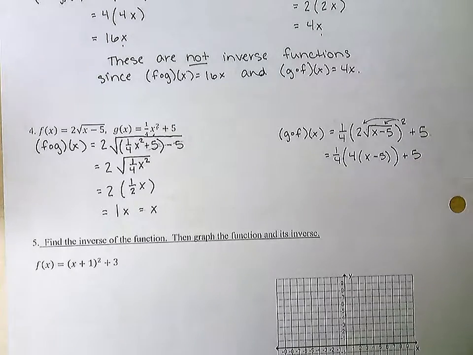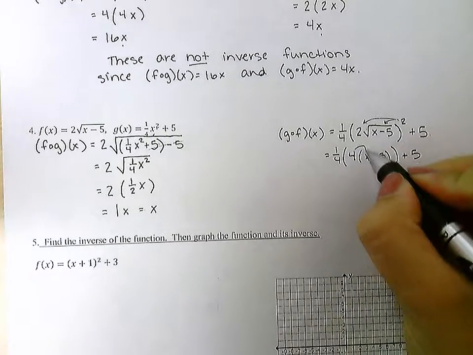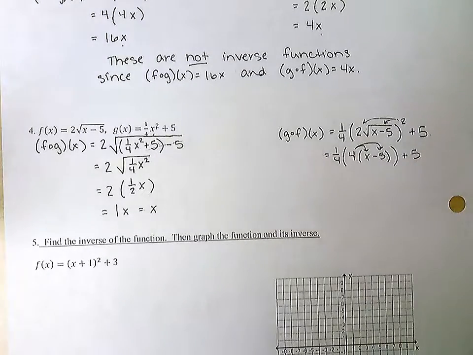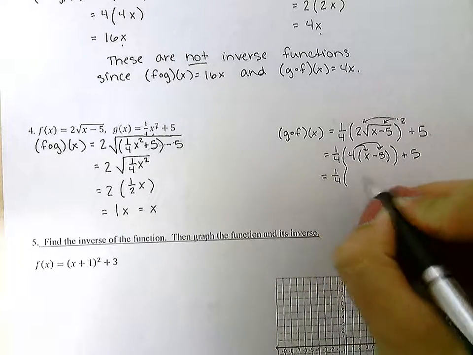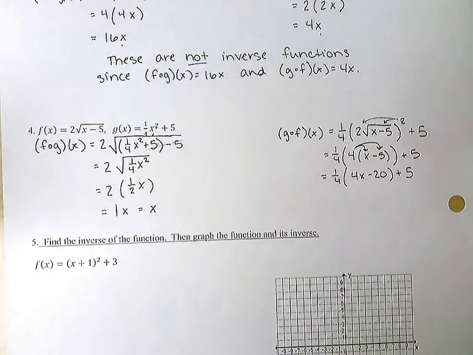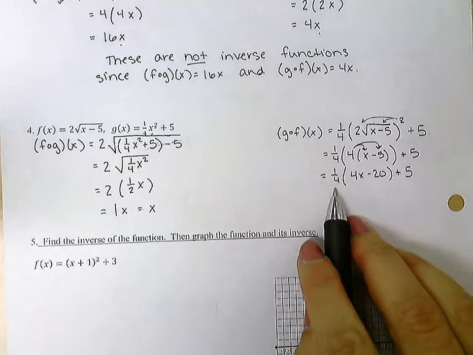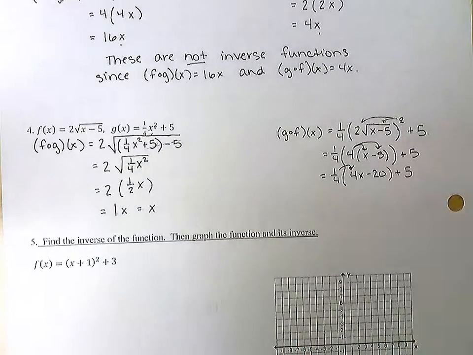So now within my parentheses here, I can distribute my 4. Okay, so I'm going to distribute my 4 to that x and that minus 5. So I have 1/4 times 4x minus 20 and plus 5. Next, I'm going to distribute my 1/4. Okay, so 1/4 times 4 and 1/4 times that negative 20 there.